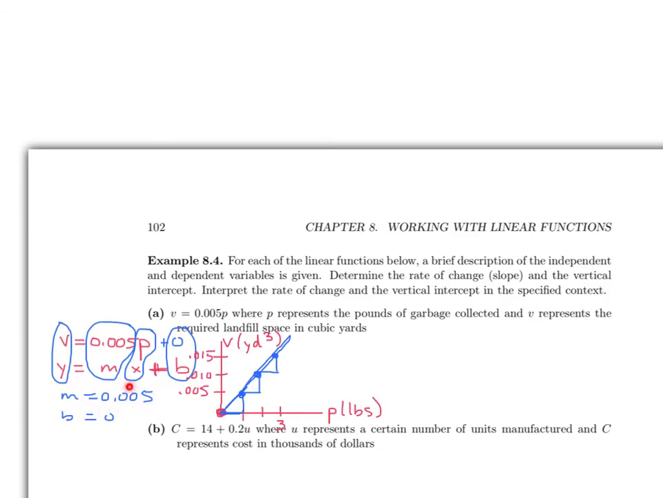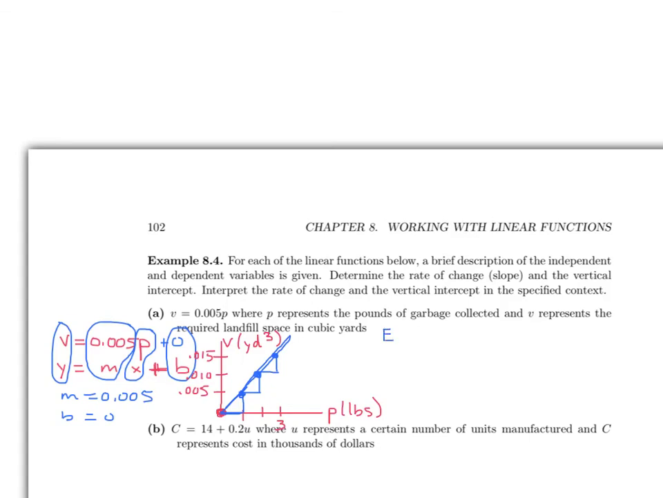What does our slope represent in this case? Well, our slope told us that every time we increase our p-value by 1, we climb 0.005. Every time we go 1 unit to the right, we climb by 0.005. In other words, every time we increase the amount of garbage by 1 pound, the amount of landfill space required to store it increases by 0.005 cubic yards. So, an interpretation of our slope, or our M value, would be the following.